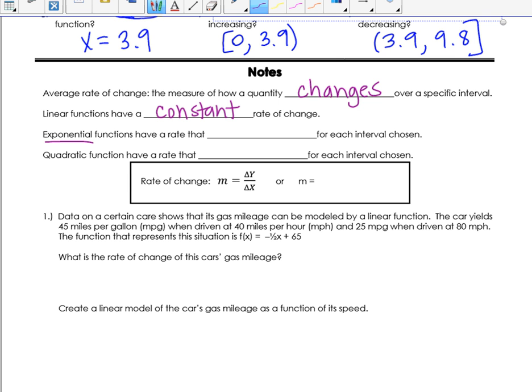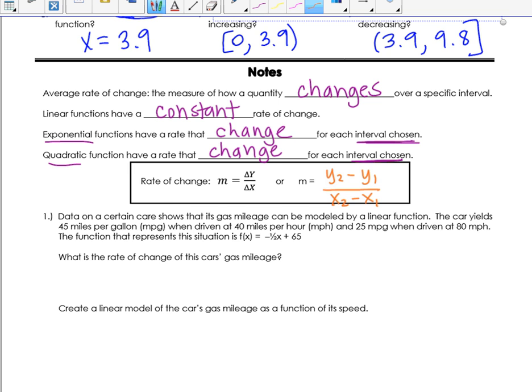Now, exponential and quadratic are different because they have a rate that's going to change, and that rate will depend on which interval you choose. So both exponential and quadratic depend on the interval chosen. Okay. So remember, rate of change, you've seen that m before. You might think slope, okay, for your rate of change from last year. It's change in y over change in x, or your formula is y2 minus y1 over x2 minus x1.